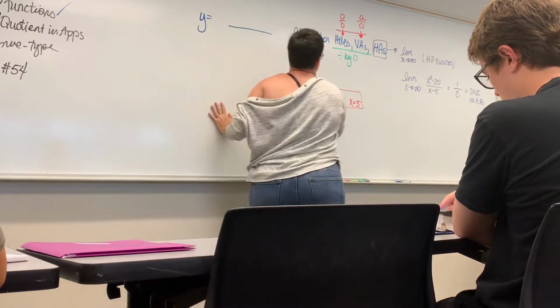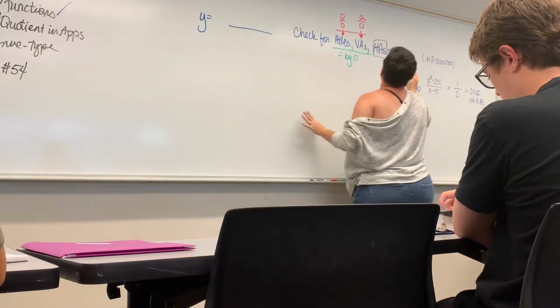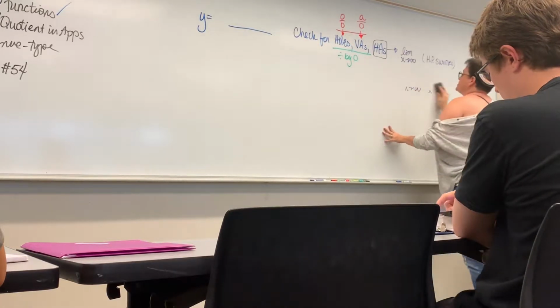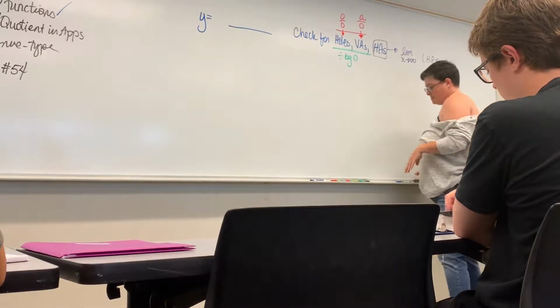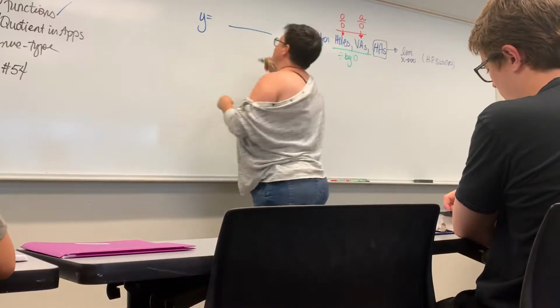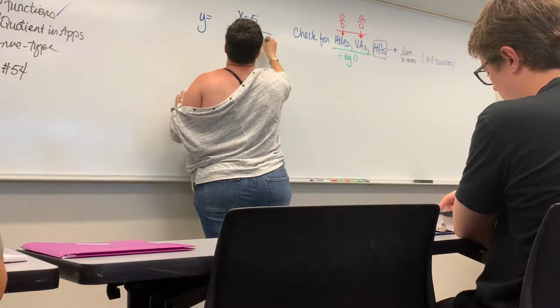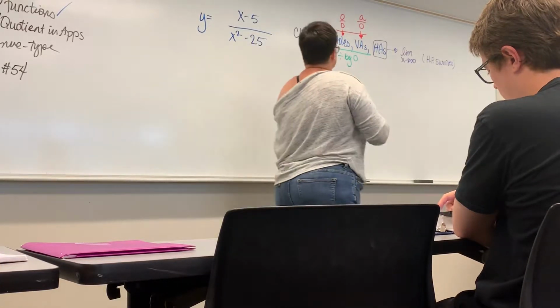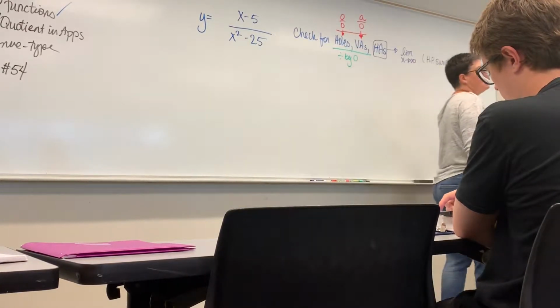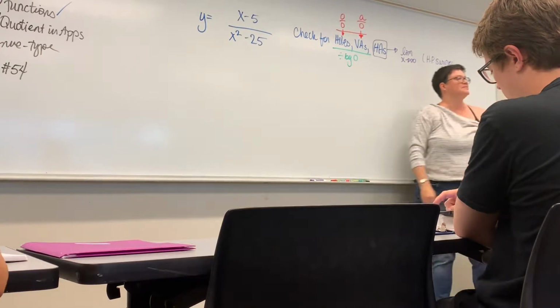And then the bottom, there's no highest power. There was no highest power present on the denominator. So now I'm going to flip this: x minus 5 over x squared minus 25. All I did was reverse them. Now you with me, Sadie?